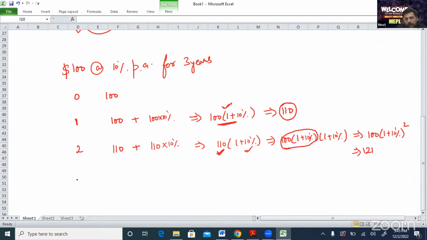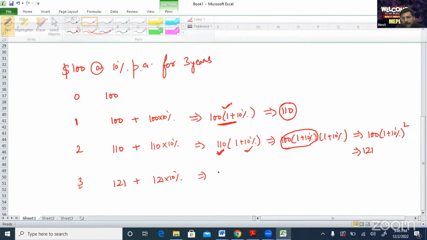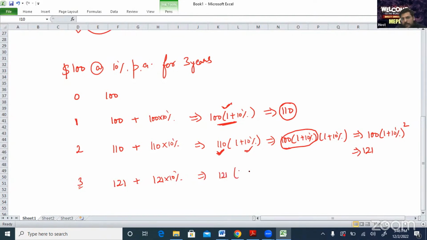Now what will happen in the third year? Logically think. अब आप बैंक को क्या बोलेंगे? That my amount with you is 121. Now you have to pay interest on 121. So in the third year, what will happen? 121 plus 121 into 10%. That is something which will happen logically. Now further, I can take 121 as common. So 1 plus 10%.